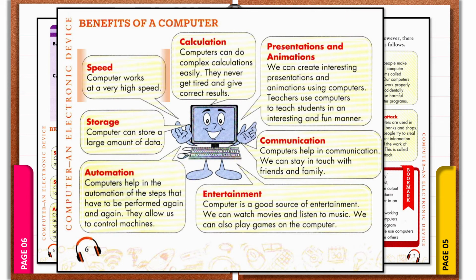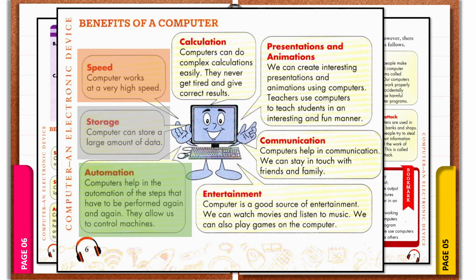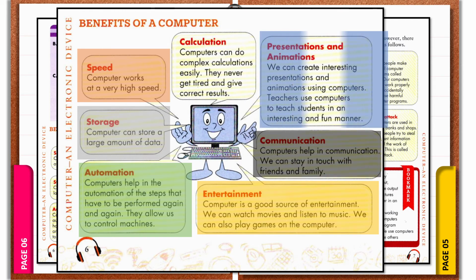Number 1, speed. Computer works at a very high speed. Number 2, storage. Computer can store a large amount of data. Number 3, automation. Computers help in the automation of the steps that have to be performed again and again. They allow us to control the machine. Number 4, calculation. Computers can do complex calculations easily. They never get tired and give correct results.